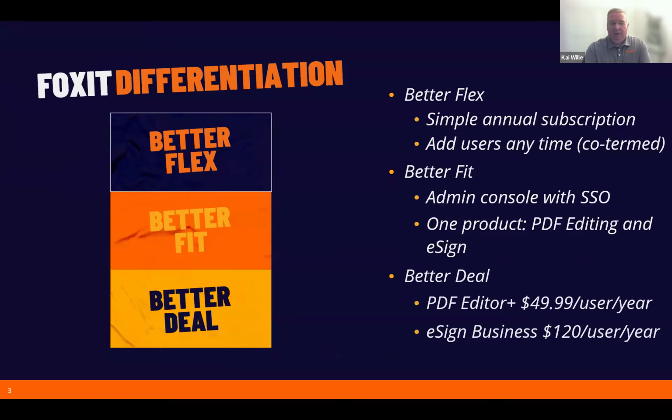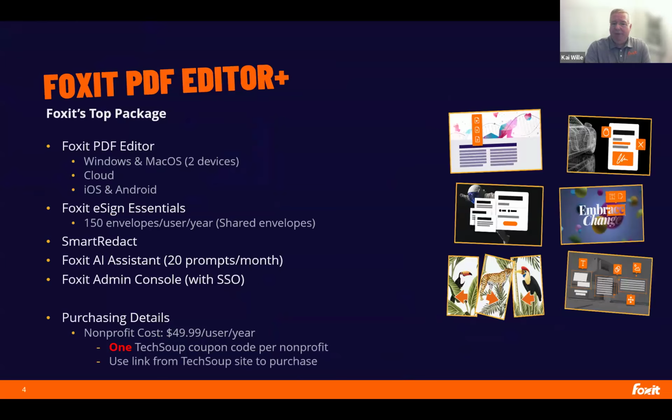How much is it? Well, I've got US dollar pricing here. The PDF editor is $49.99 a year. From a pound sterling perspective, look for about 40 pounds, and from a euro perspective, about 45 euro. And then there's a second product, which is the eSign business product. We'll get into what the differences are between these two as we do the live demos. But here's the quick feature highlight.